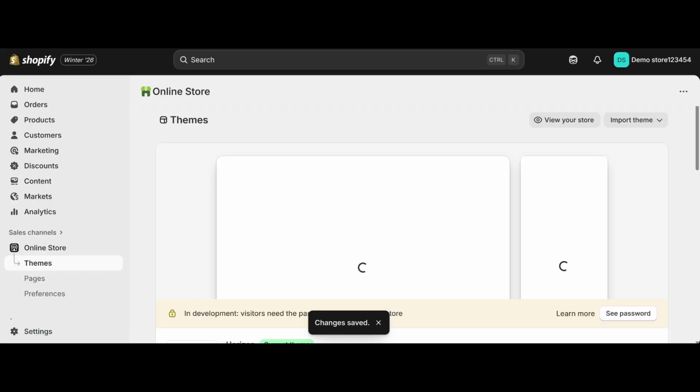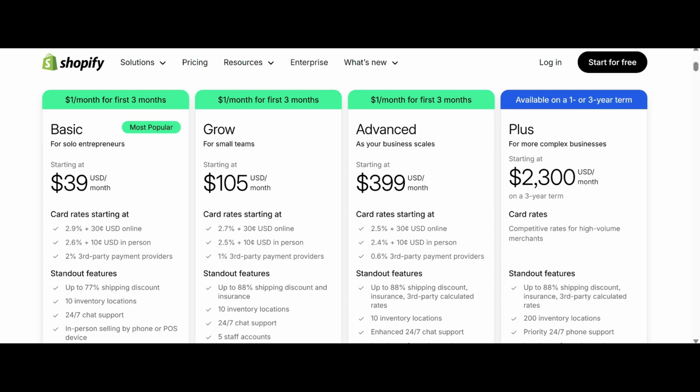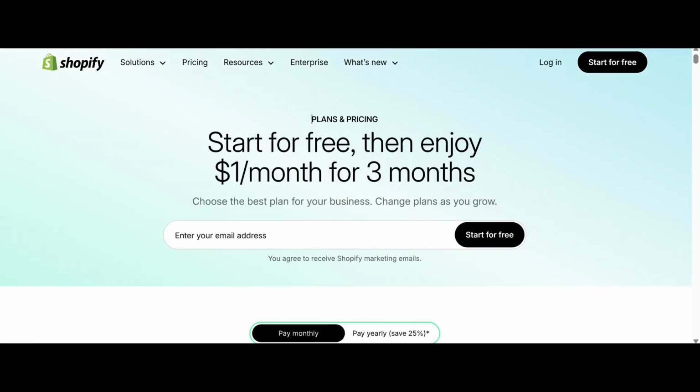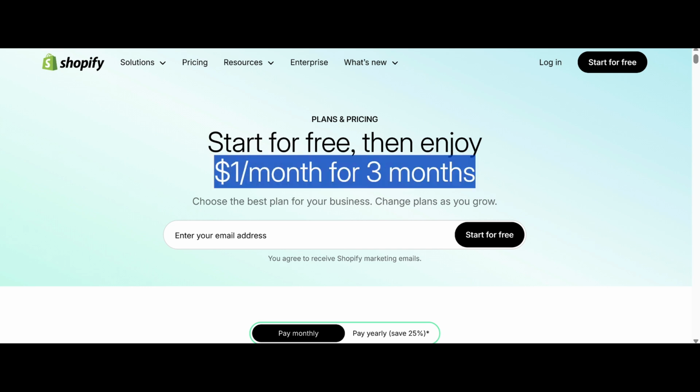Use that time to upload a few products, customize your store, and get comfortable with the back end. Don't just sign up and let it sit. Actually play with it. At the end of the day, Shopify fees aren't gotchas.